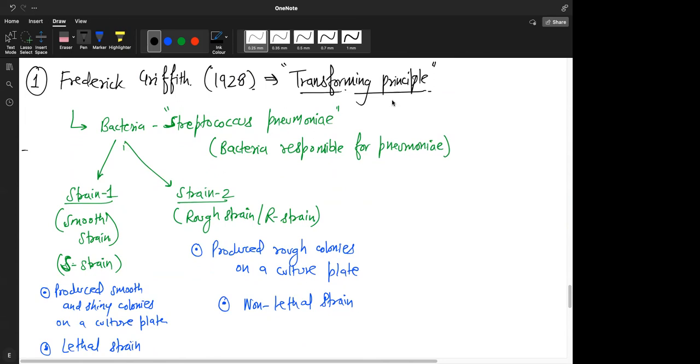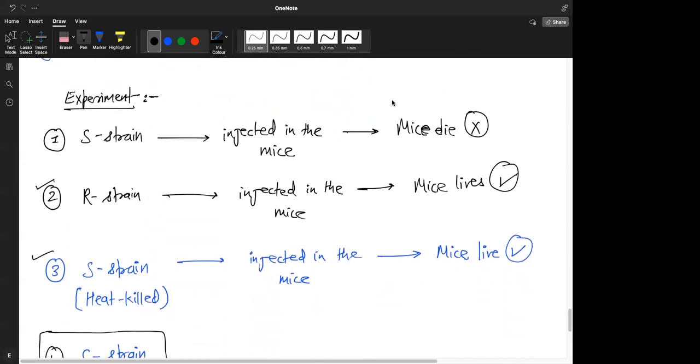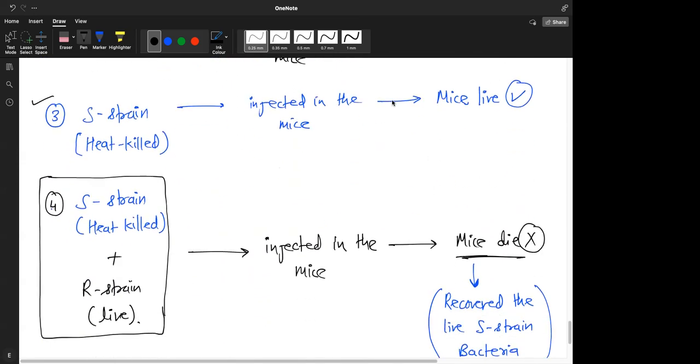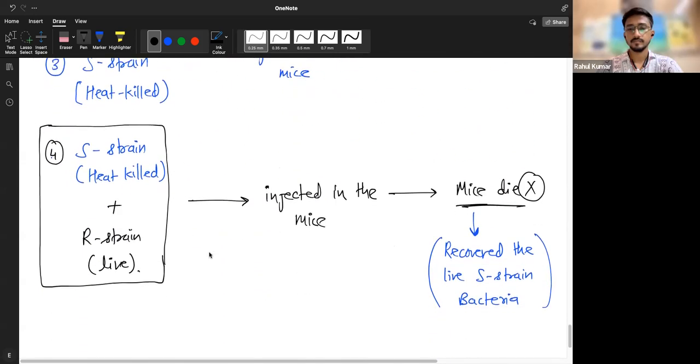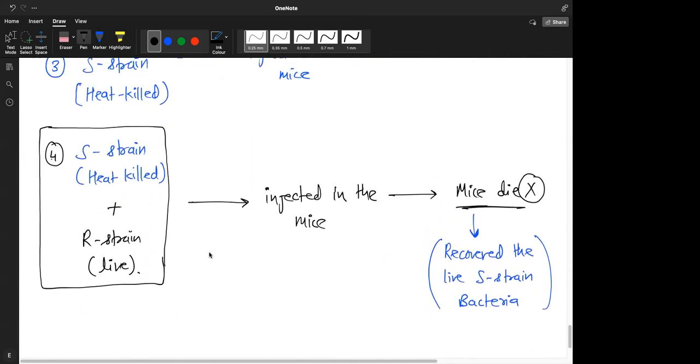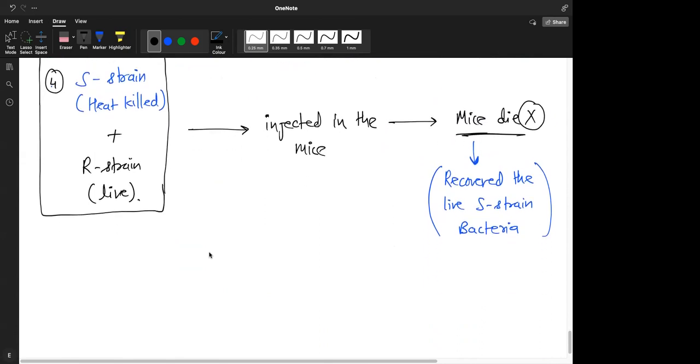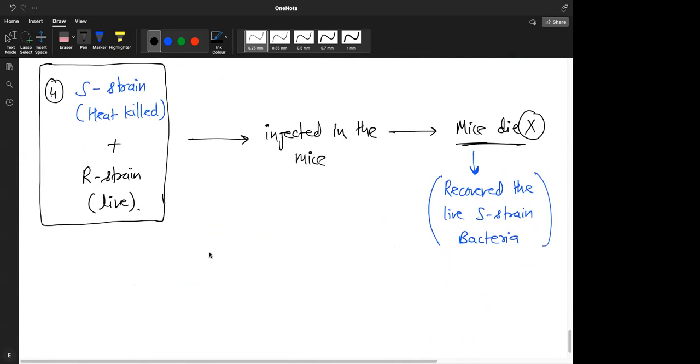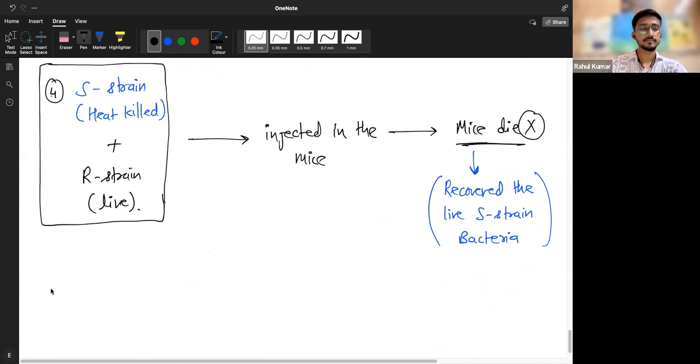Through the experiment, Griffith concluded that the R strain bacteria was somehow transformed by the heat-killed S strain bacteria, and this must be due to transfer of genetic material, but the biochemical nature of the genetic material was not defined from this experiment. So he achieved that it can be transferred from one organism to another.